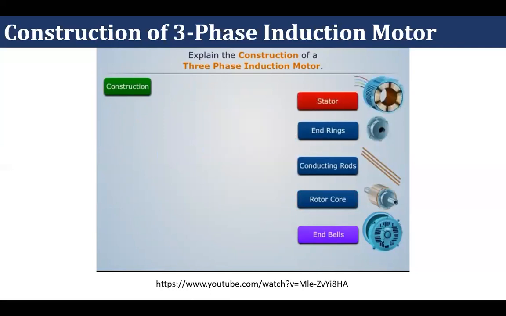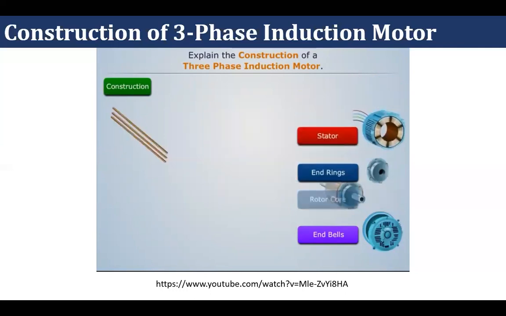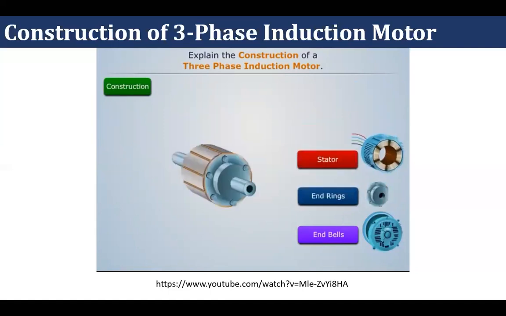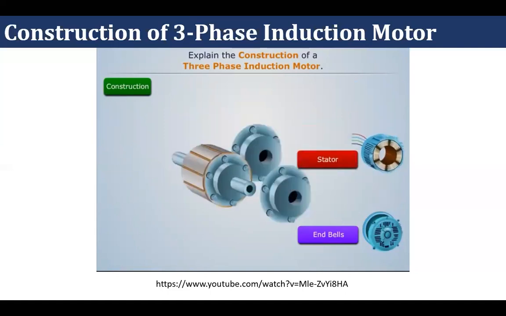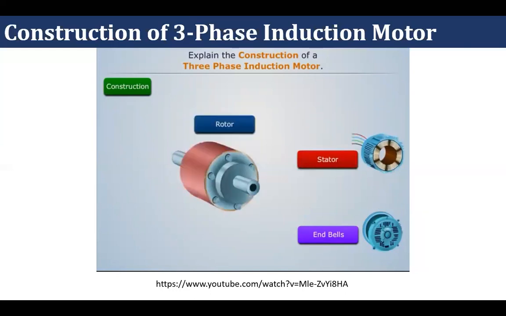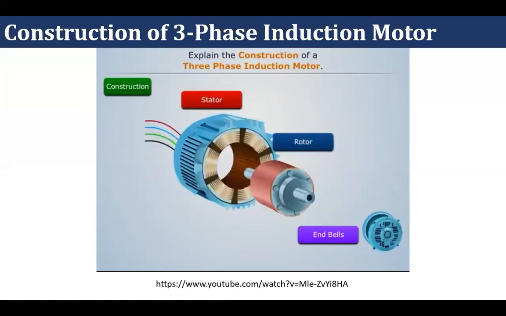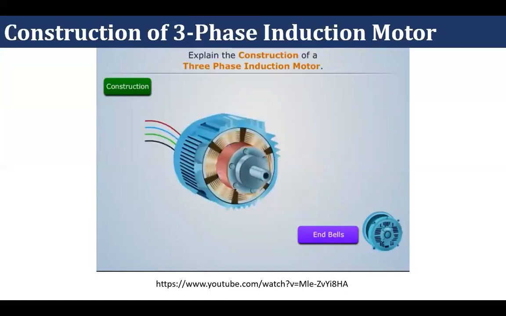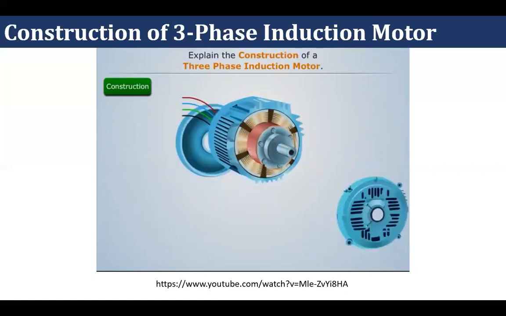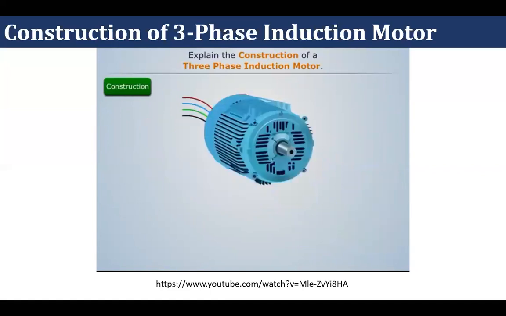Now insert the conducting rods in each slot of the rotor core. Then weld the end rings on both sides of the rotor core to short circuit all the winding rods on the core. This forms the rotor of the induction motor. Now place this rotor inside the stator carefully and then finally attach the two end bells to it to form a three-phase induction motor. Thus we have constructed a three-phase induction motor.